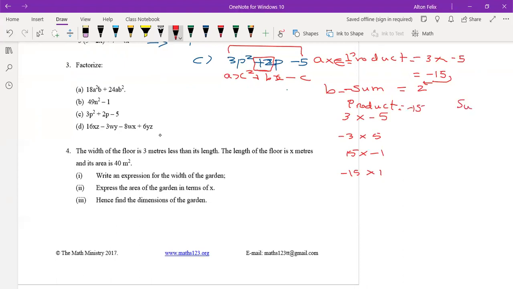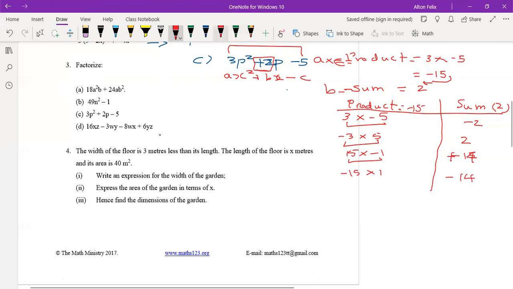Now we have to see which of them, when we add them, the sum works out to be 2. When you add 3 plus minus 5, you get minus 2. When you add minus 3 to 5, you get plus 2. When you add 15 to minus 1, you get minus 14. And when you add minus 15 to plus 1, you're going to get minus 14 here, and plus 14 for the other pair. So the only pair that gives us the sum being plus 2 is minus 3 and plus 5.